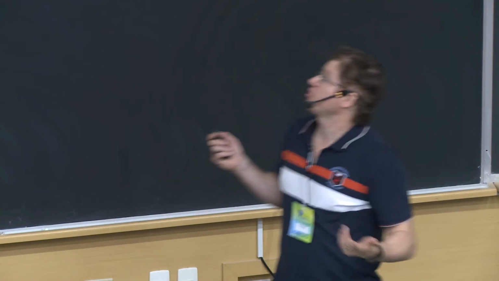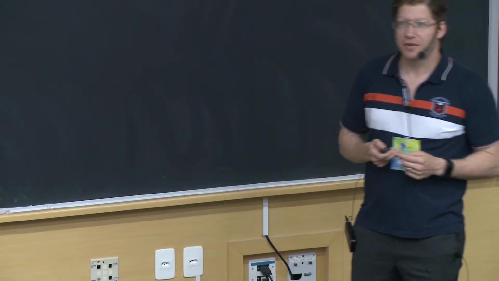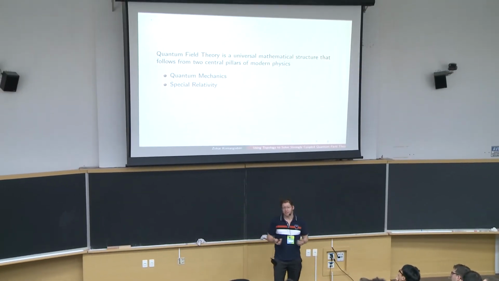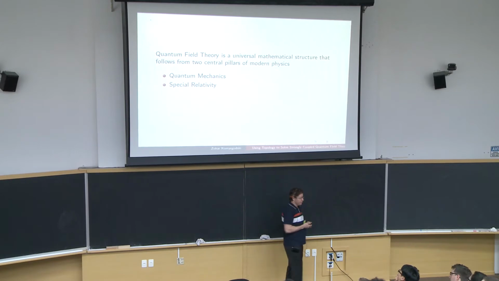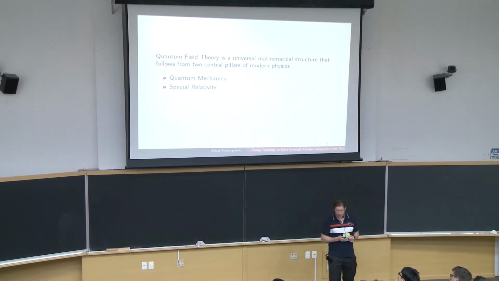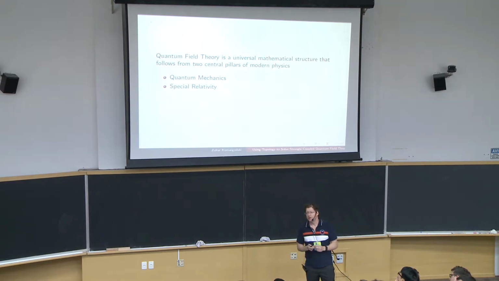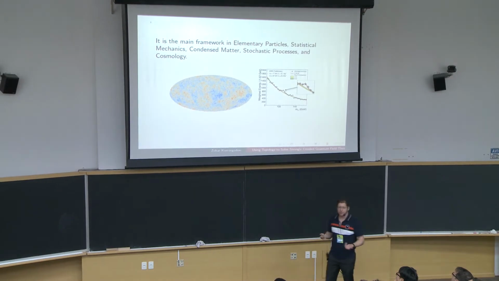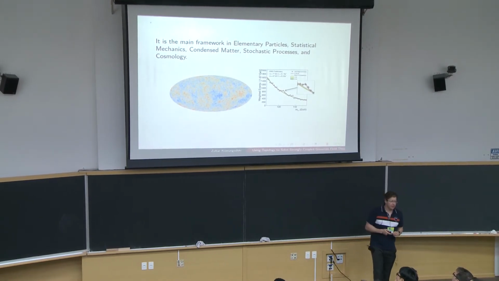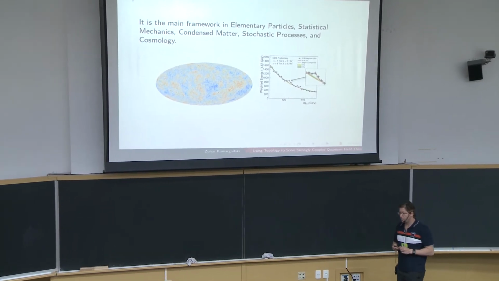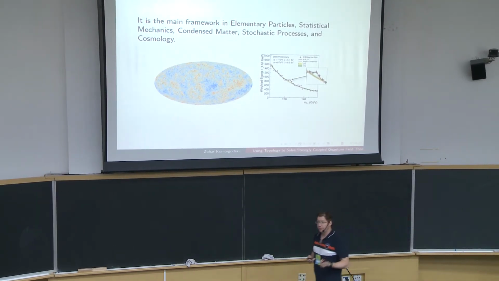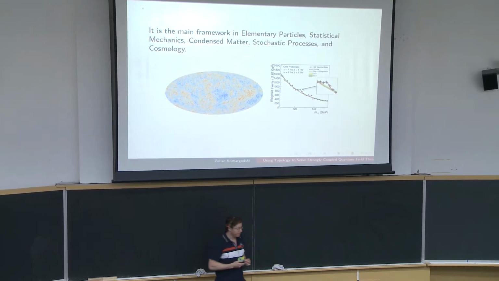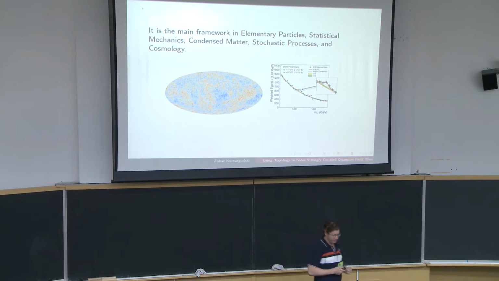So quantum field theory, just as a general introduction, is of course a universal and very rigid mathematical structure that stems from the assumptions of quantum mechanics and from the special theory of relativity. And it's a very rigid and omnipresent mathematical structure in many, many fields of physics. So it's, of course, the workhorse in many different branches of physics, ranging from cosmology to elementary particle physics. On the way, of course, it touches very much on stochastic processes, condensed matter physics, and statistical physics, and so on.